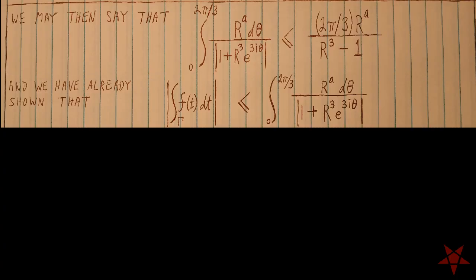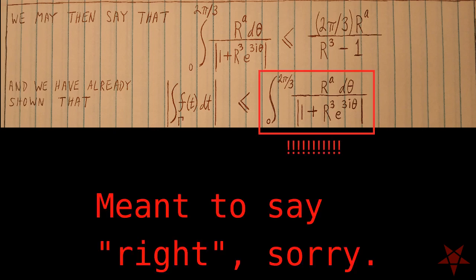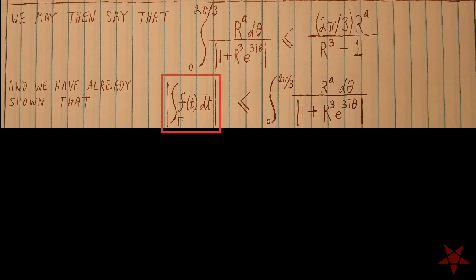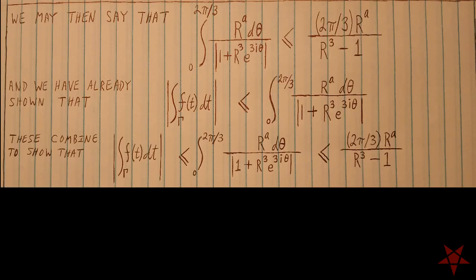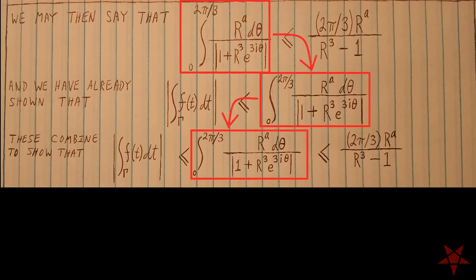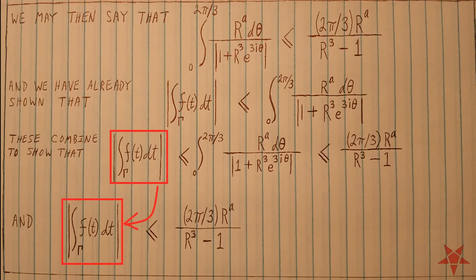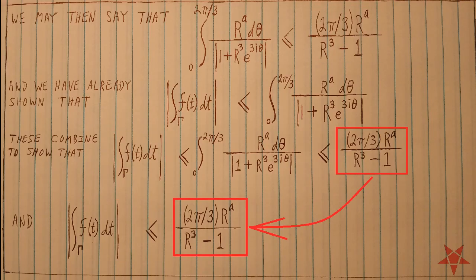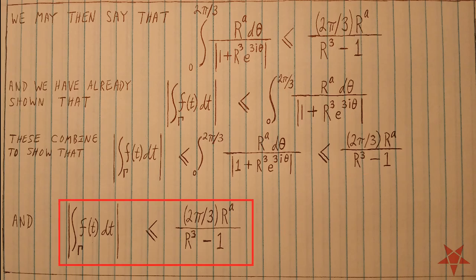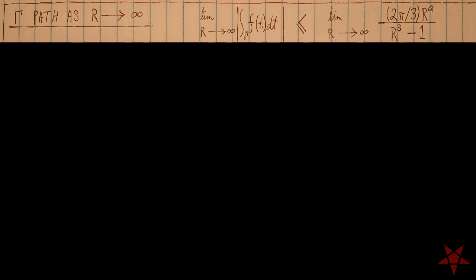We have already shown that the aforementioned integral on the left side of the inequality is greater than or equal to the absolute value of the integral of f of t with respect to t along the path capital gamma in the complex plane. Combining these inequalities shows us that the absolute value of the capital gamma integral is less than or equal to 2 pi over 3 times capital R to the power of A divided by capital R cubed minus 1. So what happens as capital R approaches infinity?